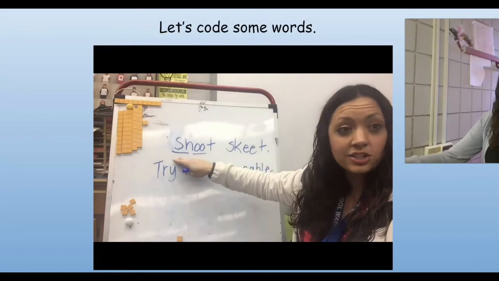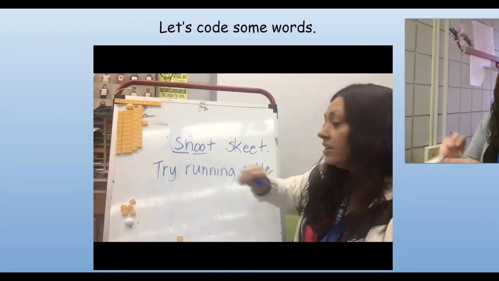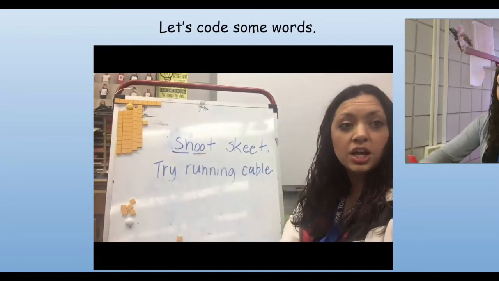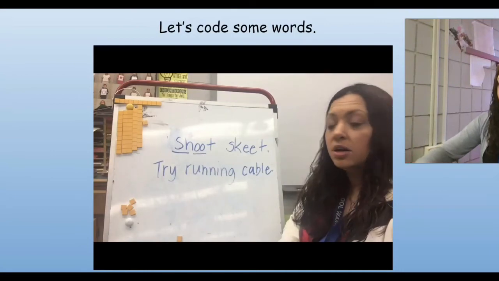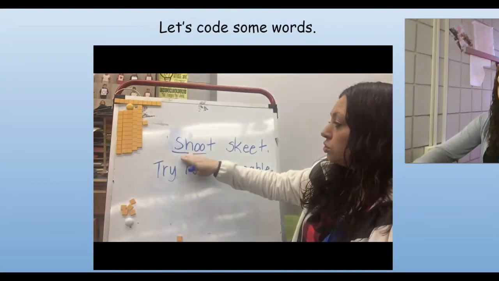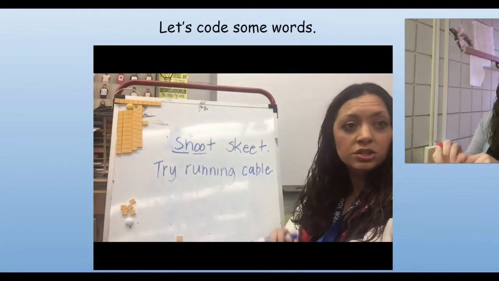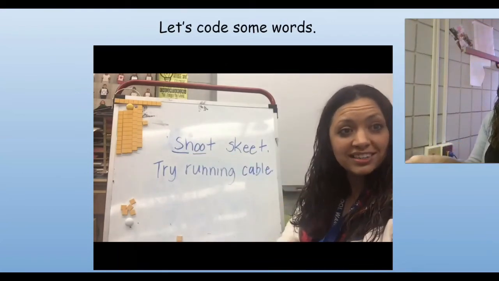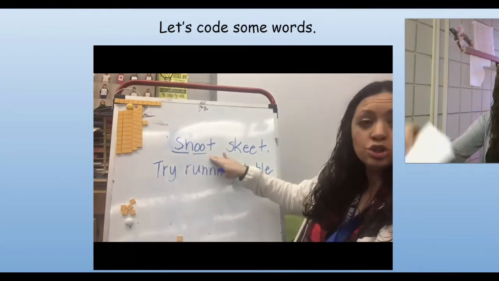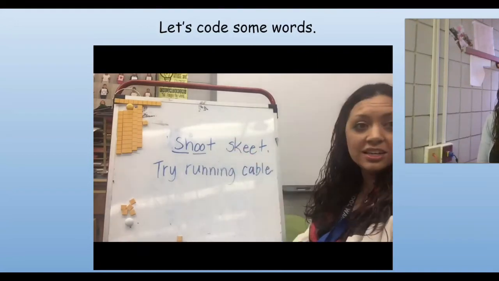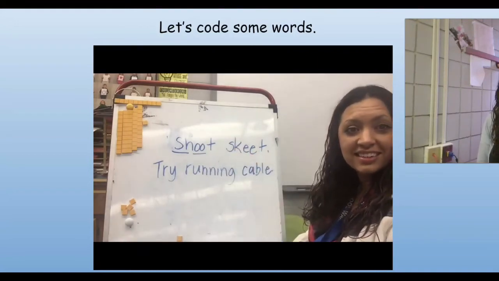So our SH says shh, very good. And then we have OO, which can say ooh or it can say the other sound. So let's try it with the ooh first. Sh, oot, shoot. Is shoot a real word? Yes. So we have shoot. And then let's look at our next word. What do you notice about this?